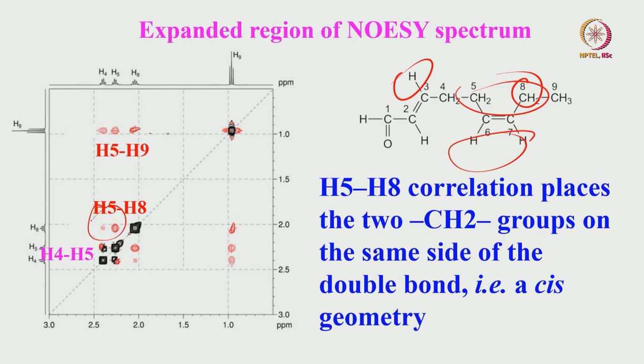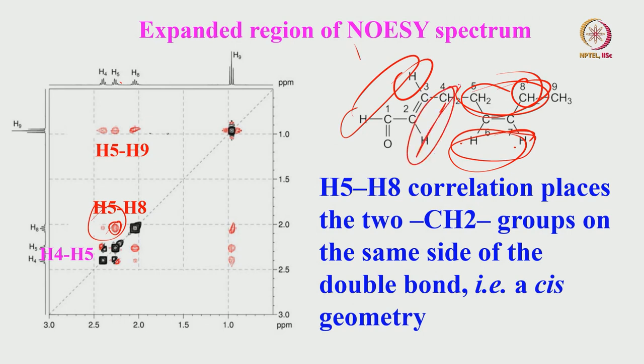This 5-8 correlation, you can see here. So this tells me, when I see that 5-8 correlation, these two CH2 groups are on one side. The 6-7 correlation tells me these two are on one side, and this correlation tells me these are on one side of the double bond, and these two are cis to each other.